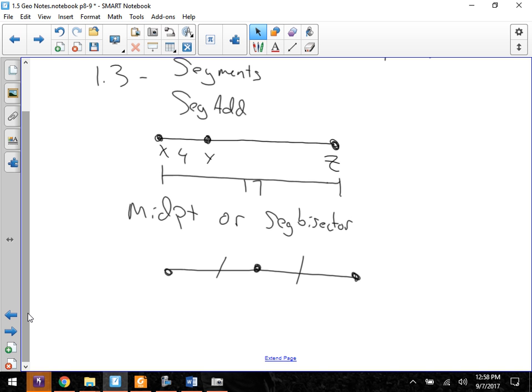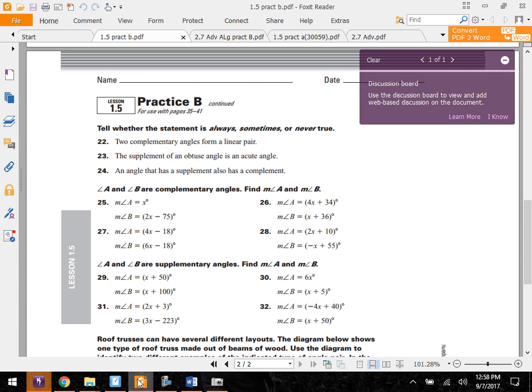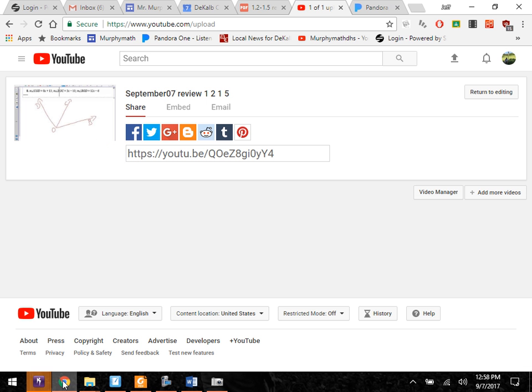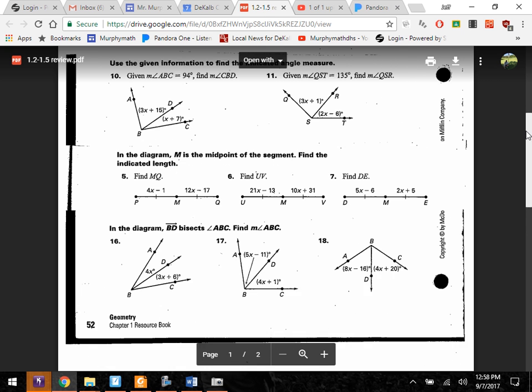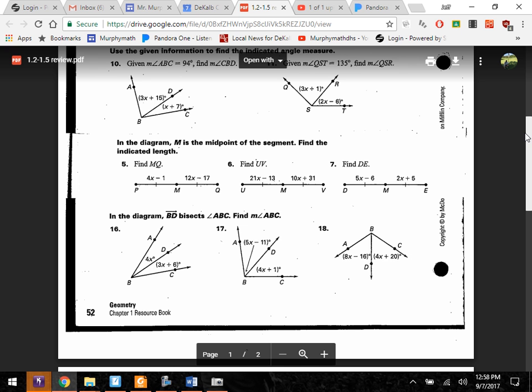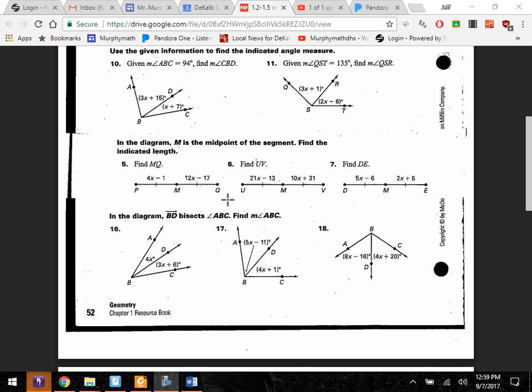Now, let's skip down to the second number 5 on the sheet. Yes, there are like 3 number 5s. I want to look at what it's talking about. It says in the diagram, M is the midpoint. So if you have a midpoint, what do you do algebraically? You set them equal to each other. Now, this one says find the indicated length, which means it's going to ask you to find a specific part of that segment.